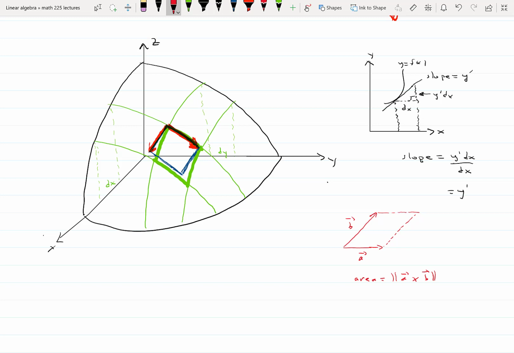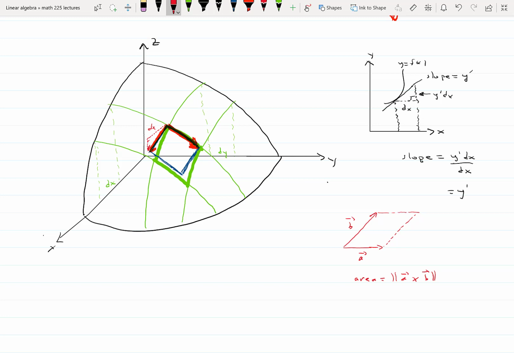Okay, so I need those two little red vectors. So what I'm going to do is go up to the corner of the little patch where the two red vectors are tail to tail, and I'm going to find the vector on the left first. In order to find the vector on the left, I'm going to move in the x direction dx, and then I'm going to come down in the z direction to get to the tip of the vector.